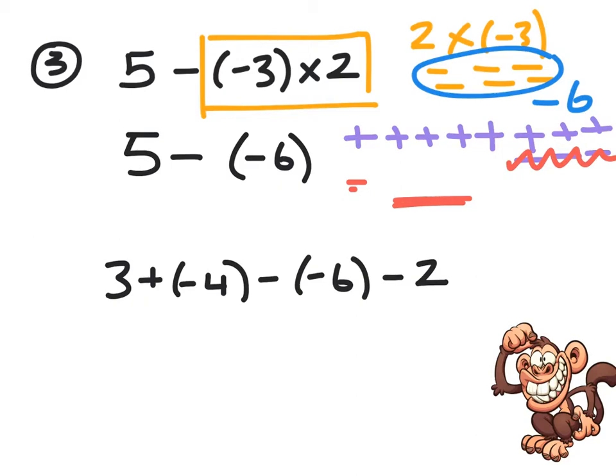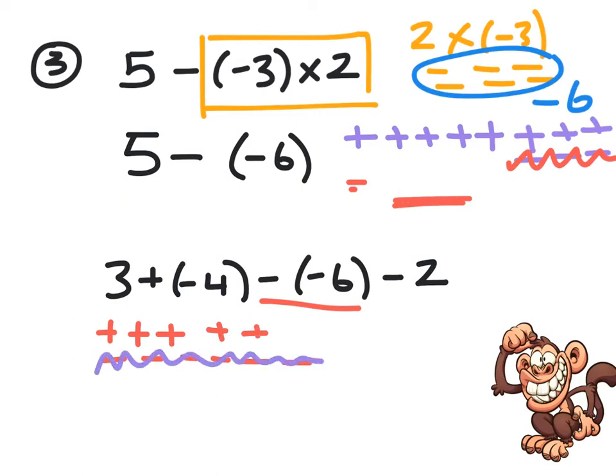Similarly with the second one, you've got positive 3, and then we're going to add on negative 4, and then we want to take away negative 6. I can't take away negative 6 just now because I've only got 4 negatives here. Okay, 1, 2, 3, 4. So what I need to do then is add another 2 negatives, which means add 2 positives to compensate. Now I can take away the negative 6, and then the last one is take away 2 positives and you'll have the final answer.